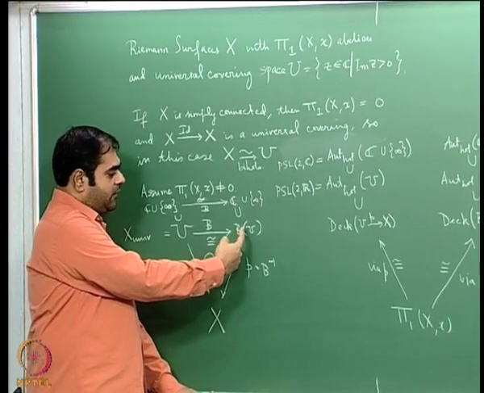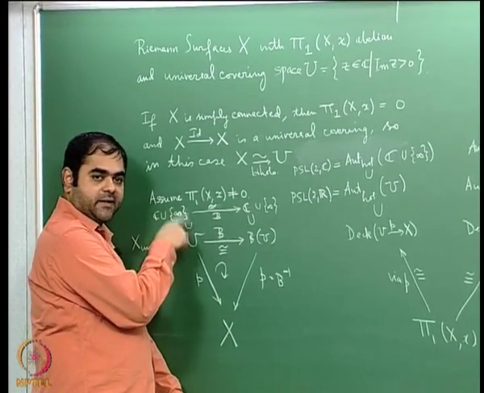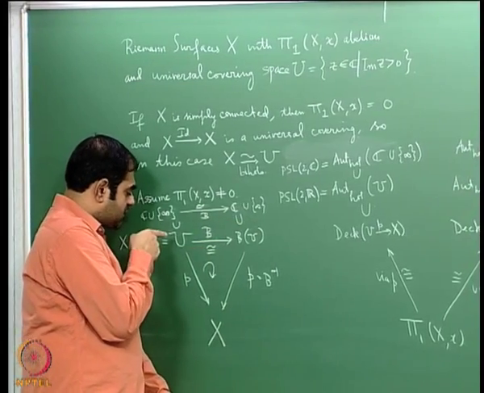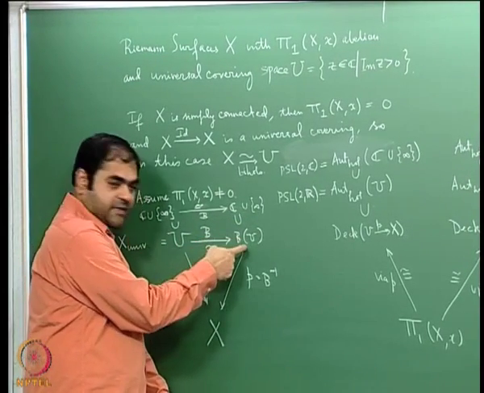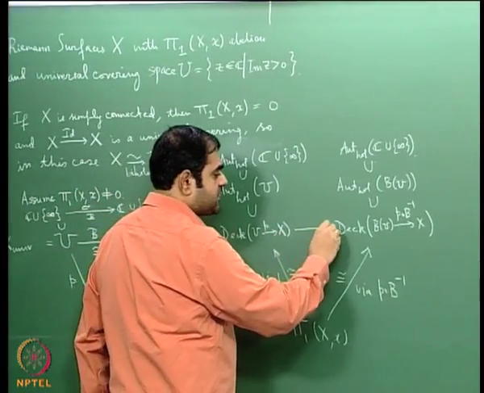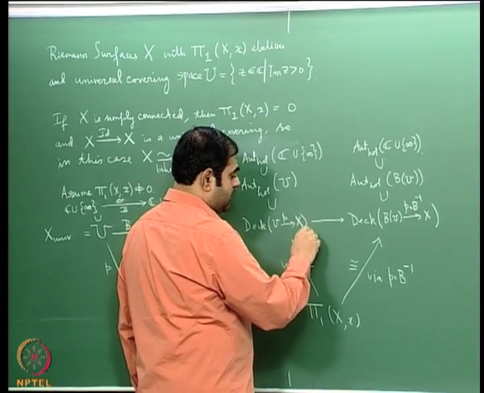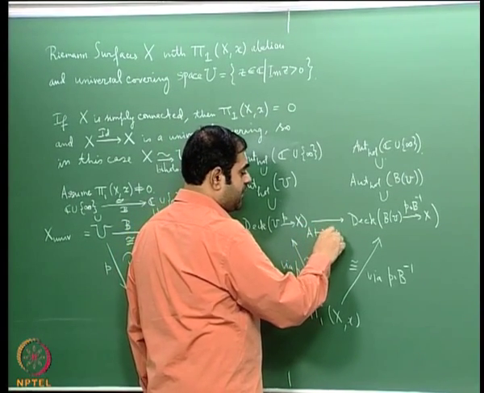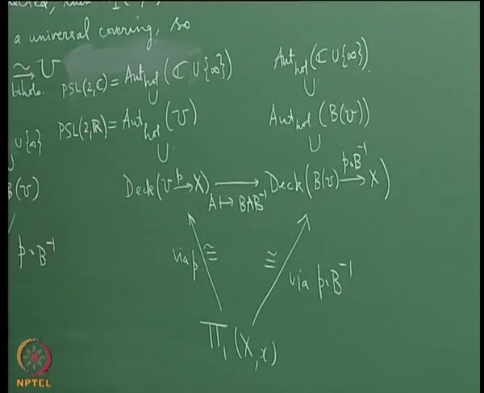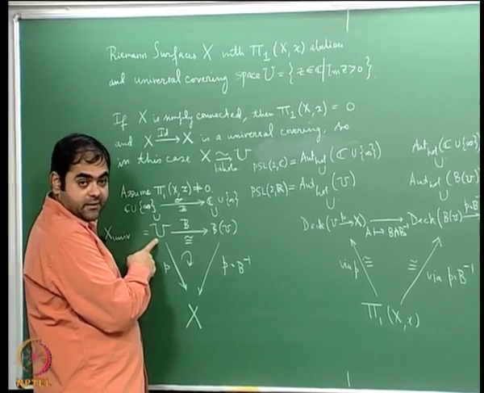Well, I take a point here, I go by B inverse, apply a deck transformation there, and then come back. This is how, starting with a deck transformation here, I produce a deck transformation there. So what is the map here? The map here is just conjugation by B. It is just A going to B A B inverse. Give me a deck transformation A here.